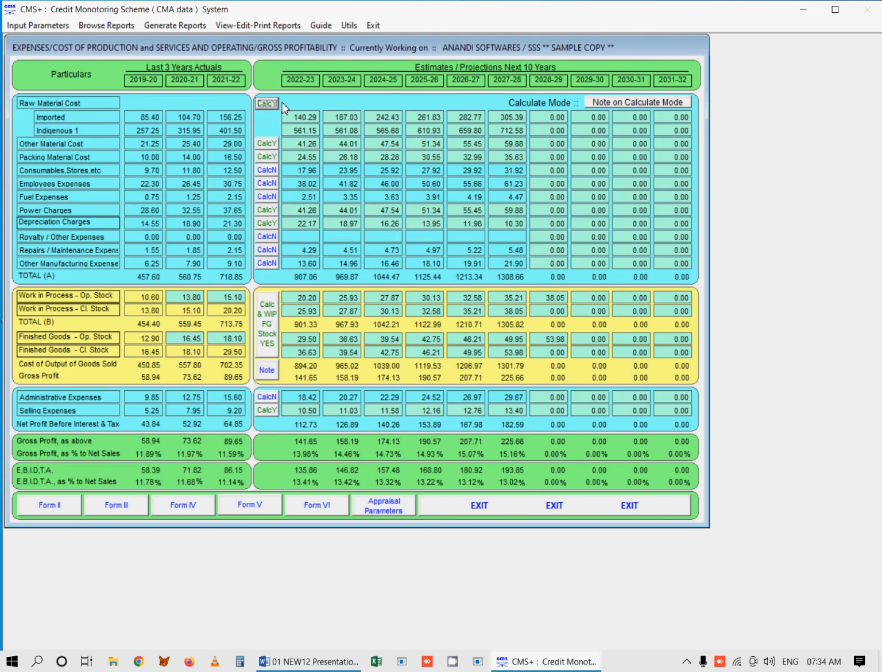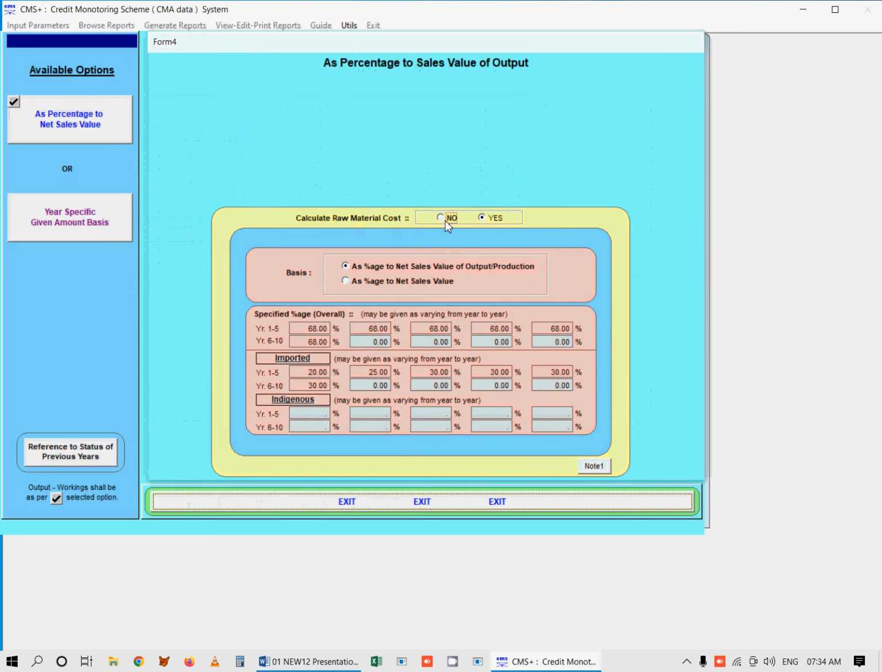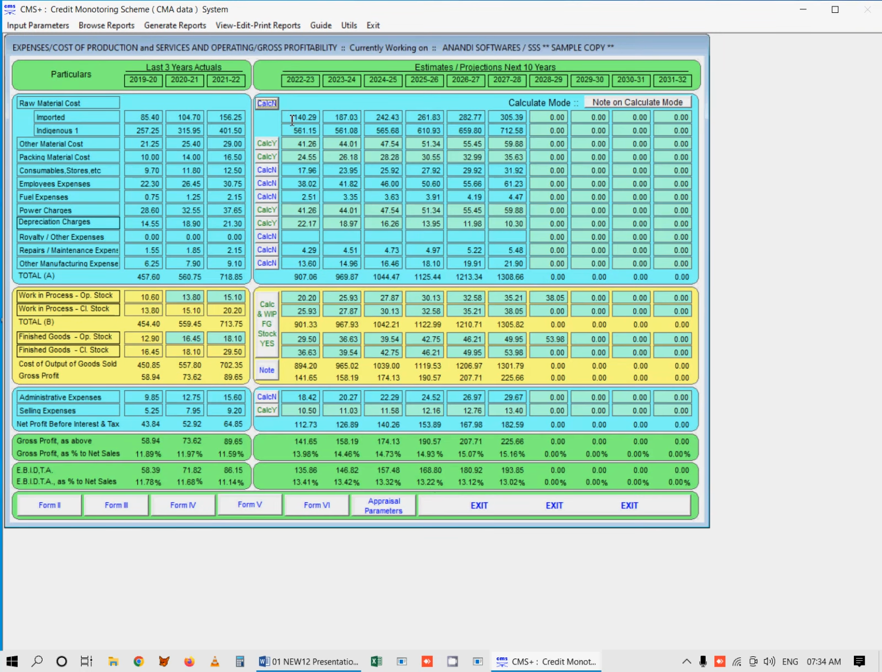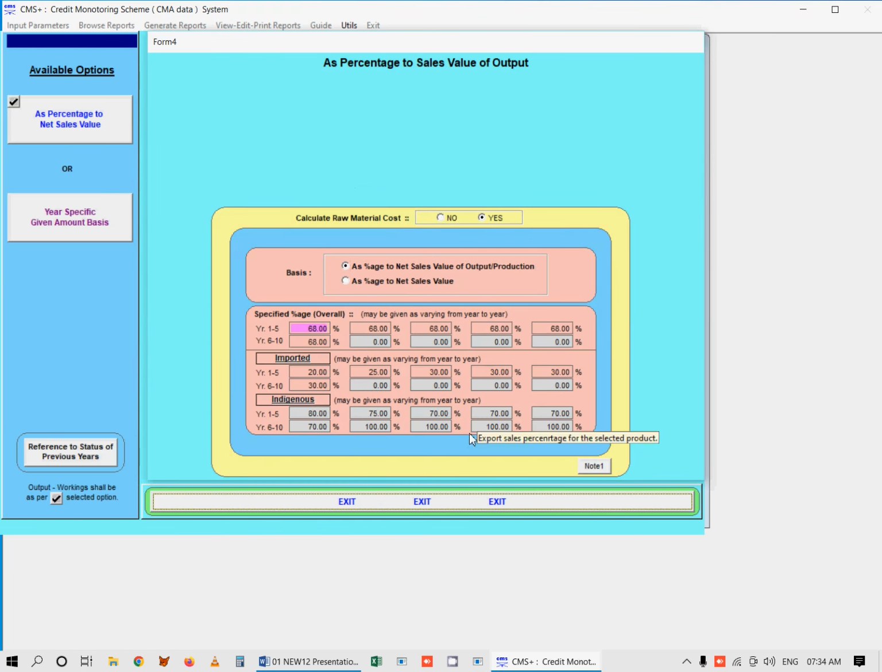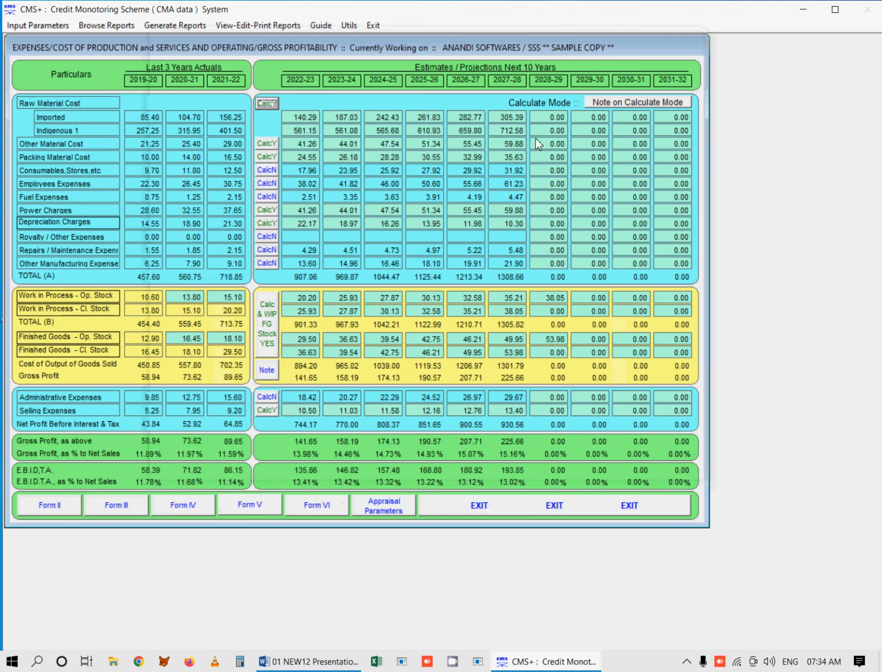For example, now we change the calculate mode to no and straight insert some figures there as 20, 30, 40, 50 for imported raw material and as 50, 75, 100, 125 for indigenous raw material. Again, we change to calculate mode years and state it as 68% of net sale value of output as evidenced during the last 3 years. You could observe as we exit the screen, all calculations are changed and placed therein.